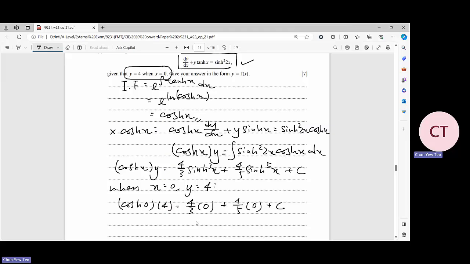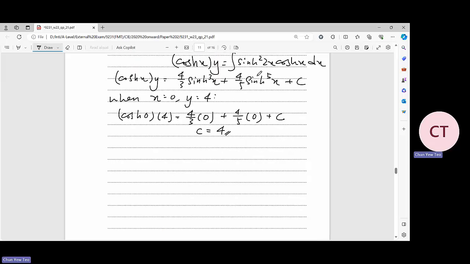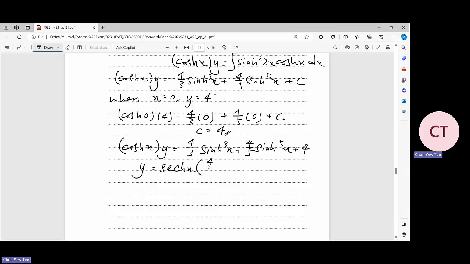Then cos 0 is 1. So your c is 4. Therefore cos x multiplied by y will be equal to 4 over 3 sine cube x plus 4 over 5 sine power 5x plus 4. Then for your y, if you bring the cos x over here, it will be divided by cos x, so you will get sec x multiplied by the whole thing.